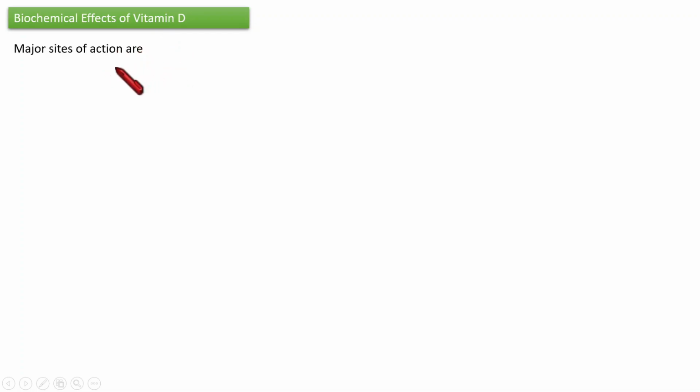Okay, so in this section, we will see the important significance of vitamin D. Vitamin D has some important target sites for its action. Which are those sites? They are intestinal villi cells, bone osteoblasts, and kidney distal tubular cells. And we will learn the action of vitamin D in all these places one by one.